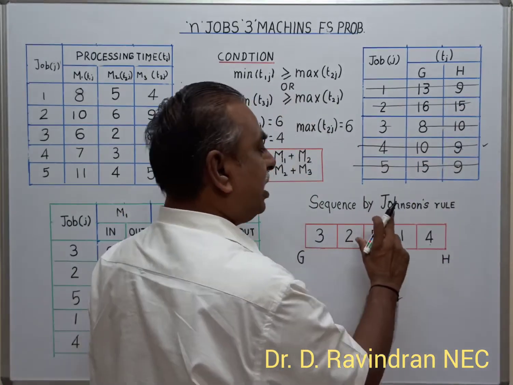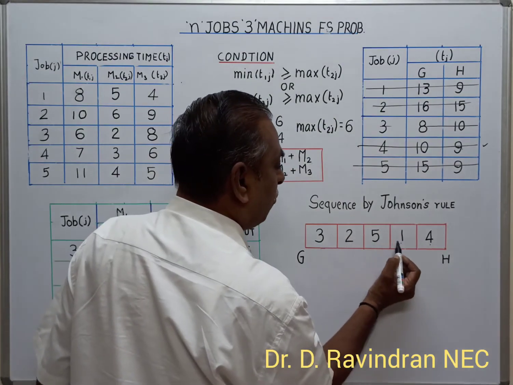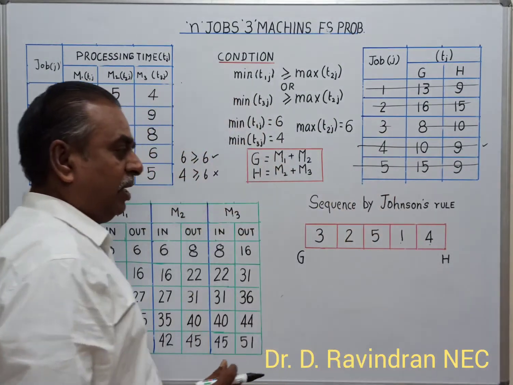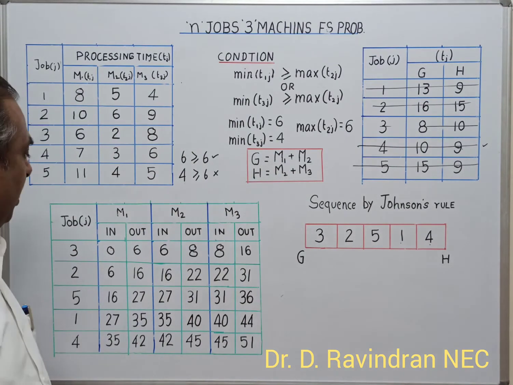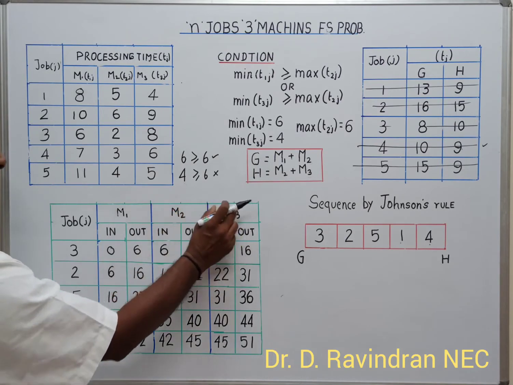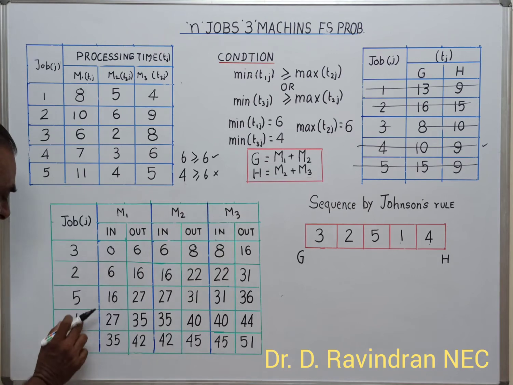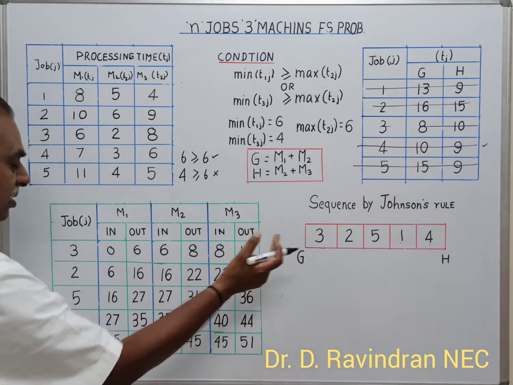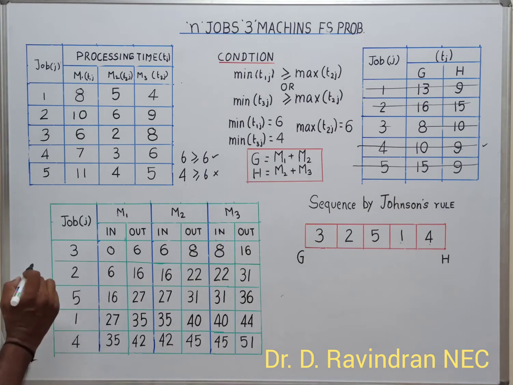Now the resulting sequence out of Johnson's rule is 3, 2, 5, 1 and 4. Now for this sequence, we are going to find the schedule. You can prepare the table like this for machine 1, machine 2, machine 3, with in time and out time for each machine. Now we fill up this job sequence as per Johnson's rule: third job, second job, fifth job, first job and fourth job.